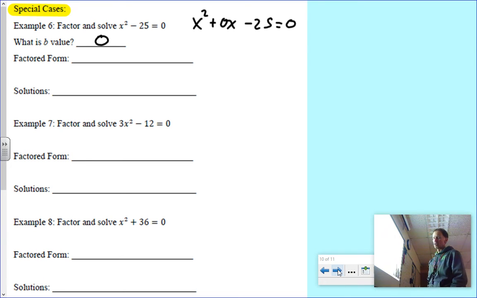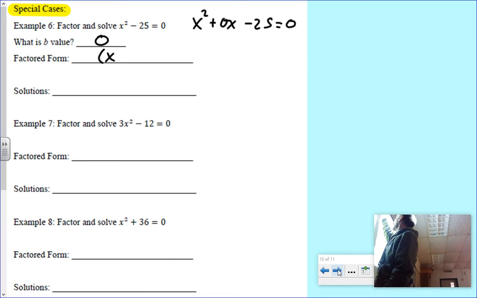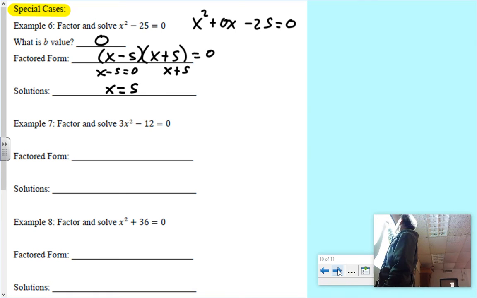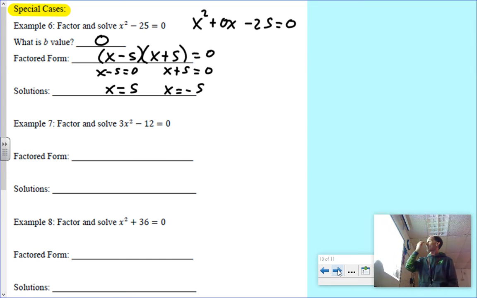Now you just factor it the same way you're used to. How can we multiply to negative 25 and add to be 0? That would be 5 and negative 5. So we can factor that as x minus 5 and x plus 5. And my solutions, same thing. Say each one equal to 0 and solve it. So x equals 5, x equals negative 5.